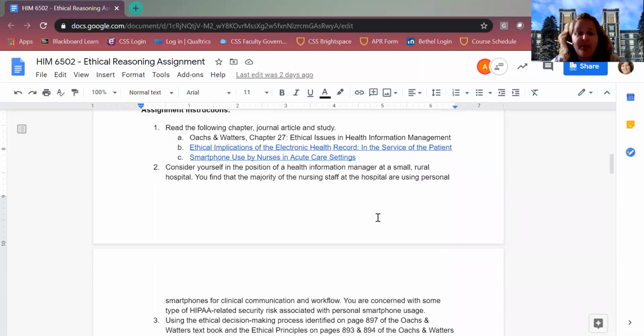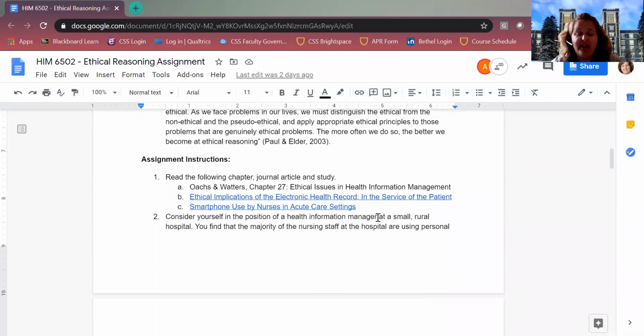Prior to starting this assignment, it would be really great if you could read the Oaks and Waters, chapter 27, just to talk about some of the ethical issues. You'll also be using this chapter further on into the assignment to address a couple things. There are a couple hyperlinks here. Definitely read those because this will give you insight into the actual ethical dilemma that you're going to be addressing.